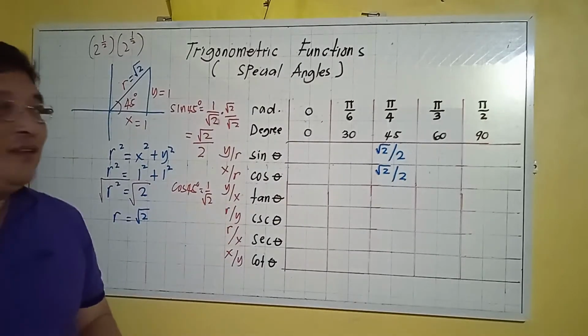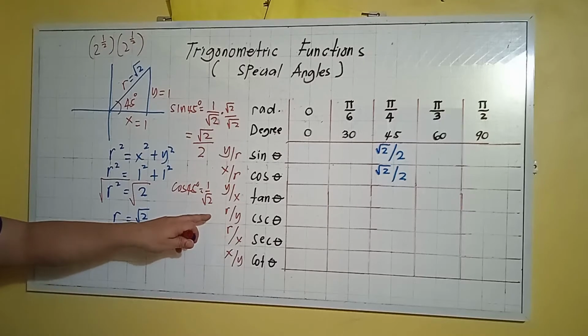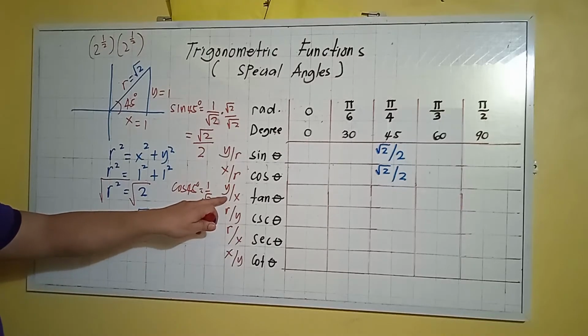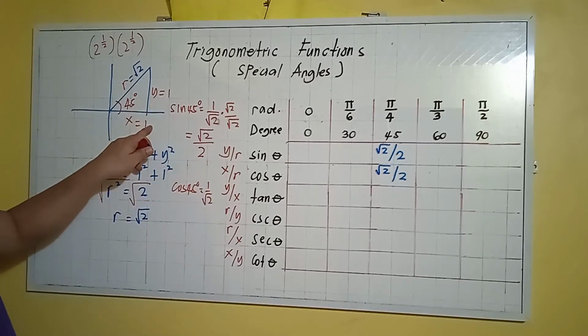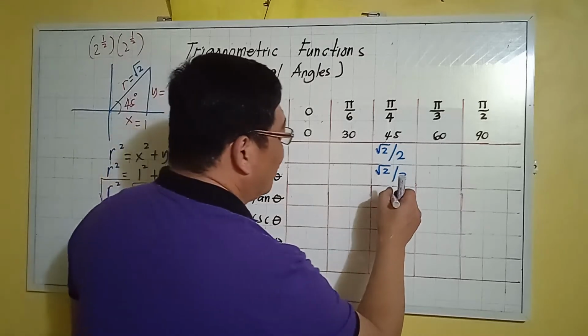How about tangent 45 degrees? Tangent 45 degrees, check na lang natin dito, is y over x. Y over x, 1 over 1 is equals to 1. Tangent 45 is equals to 1.